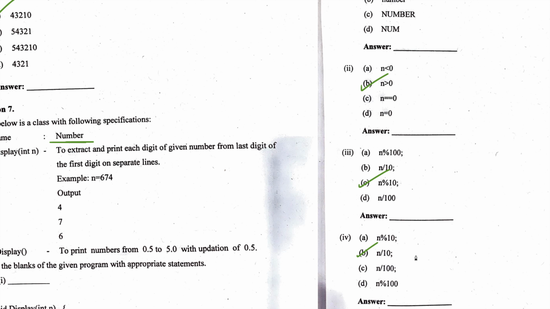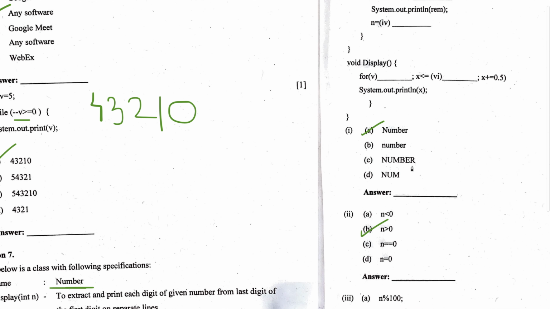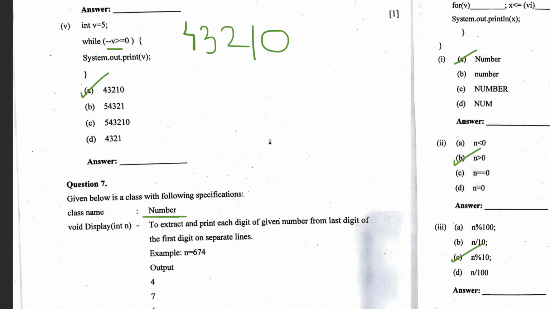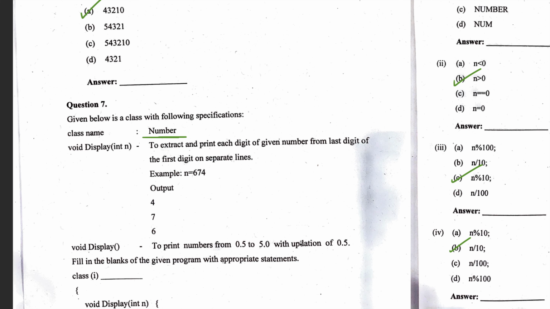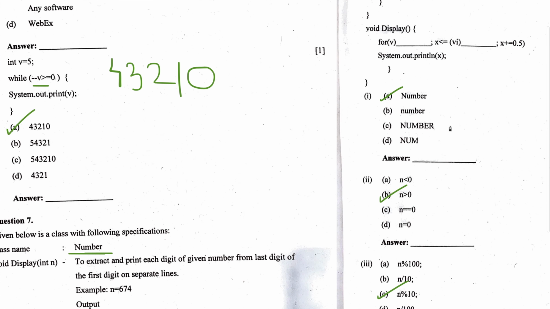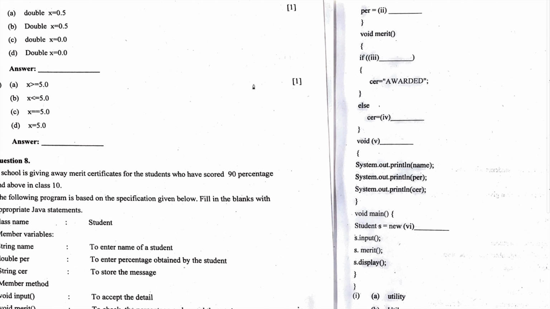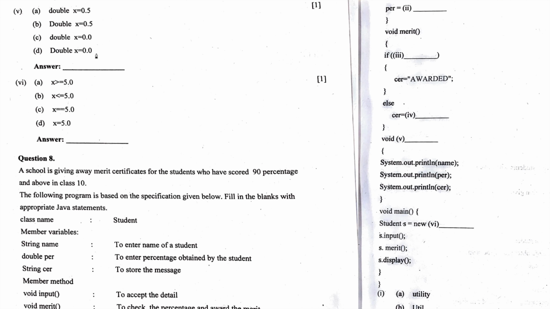Okay. All right. Next is going to be fifth and sixth. So fifth is going to be this display method, which was going from 0.5 to 5.0 in increments of 0.5. So increments of 0.5 is given. So basically you start with 0.5 and you go till 5.0. So fifth and sixth will be starting from 0.5. So double x is 0.5. Okay. And going till less than or equal to 5.0.